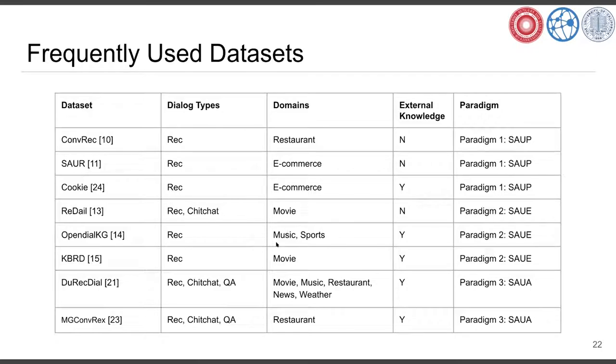And the second three data sets follow the second paradigm and they are in domains like movie, music, sports, etc. And the last two data sets follow paradigm three. In this case, the dialogue is more natural, includes both questions, responses, or chit-chat, etc. And one thing to notice is that some data sets may include external knowledge. So we have another column here in the table. It indicates whether external knowledge like a knowledge base or knowledge graph is used in the data set to have a good representation of items or even users.